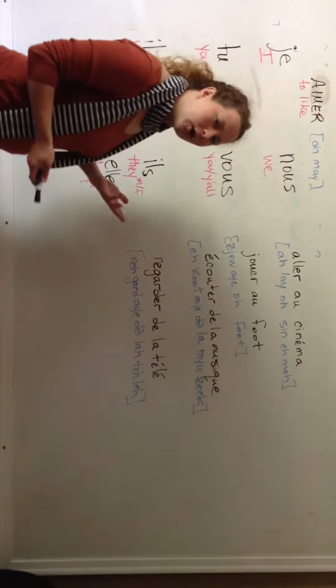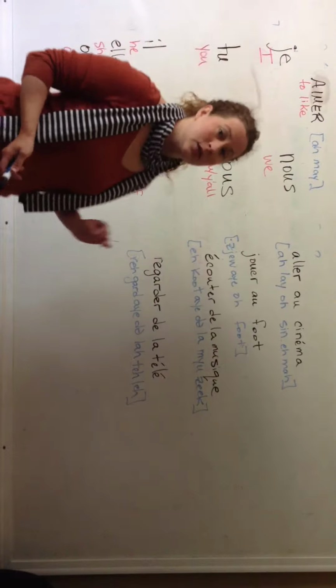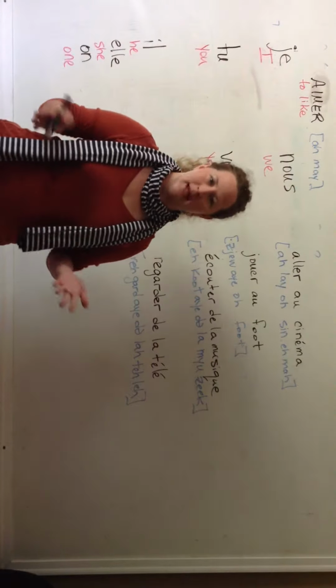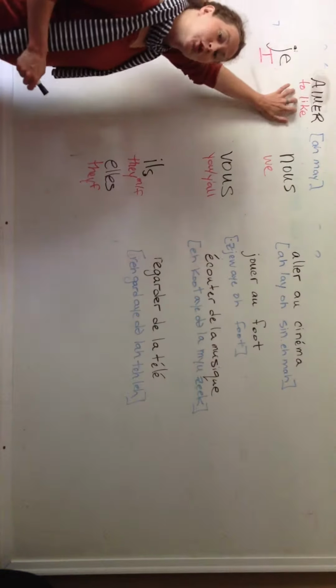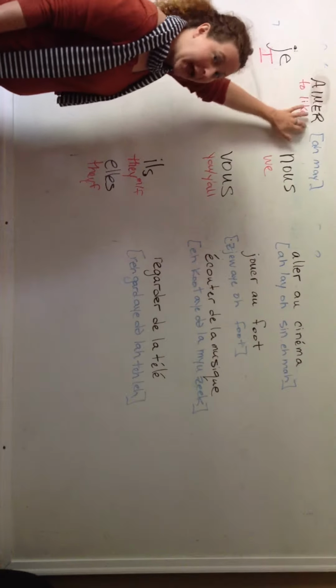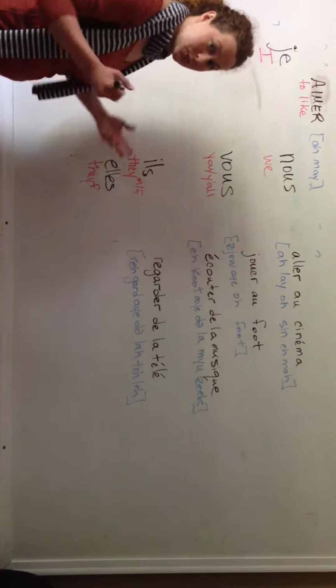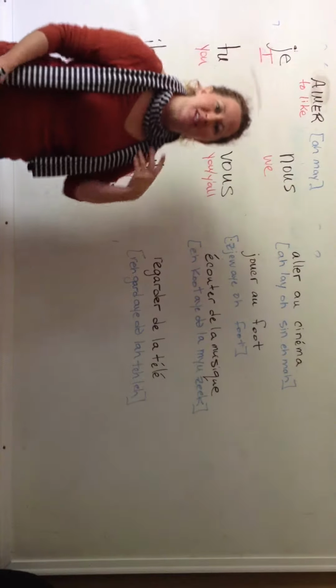So the verb that I'm going to teach you how to conjugate is aimer. Now your book uses jouer, which means to play. It's the same process. I'm just going to use aimer. And aimer means to like. Now you see the ER on the end of aimer. And this ER in French is pretty much the equivalent of "to." And ER in French is pronounced "ay."